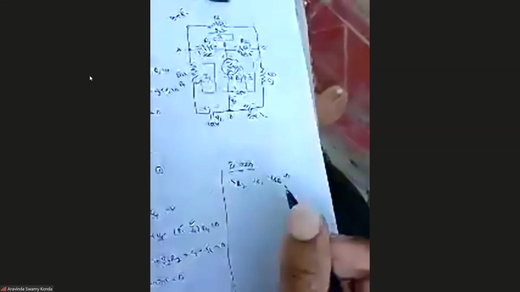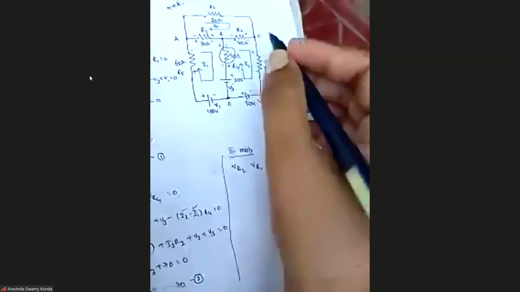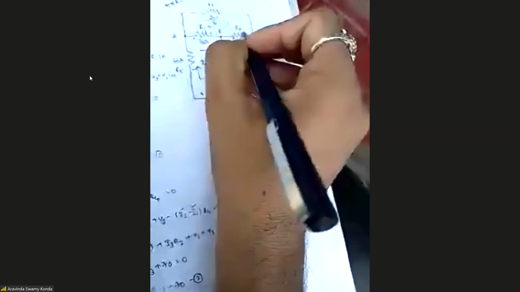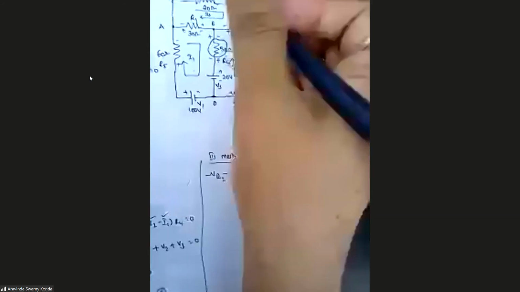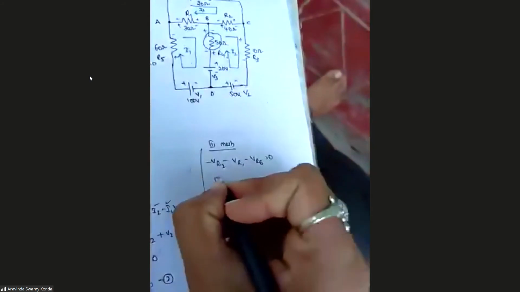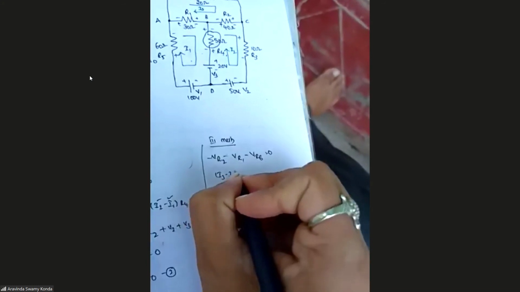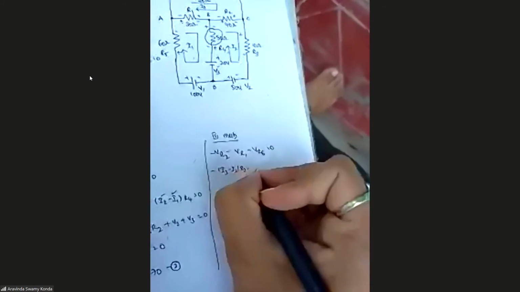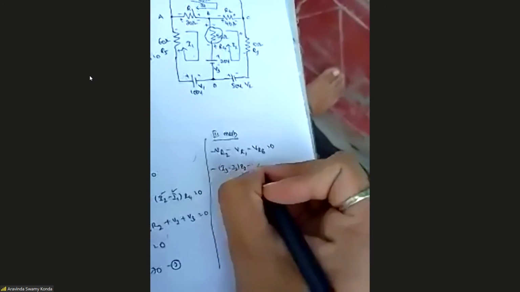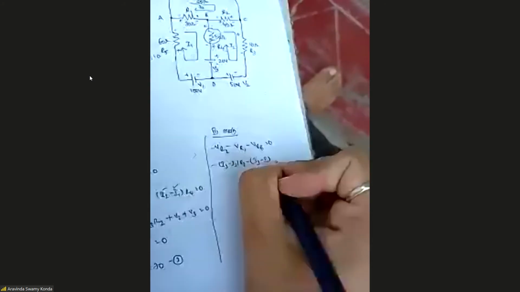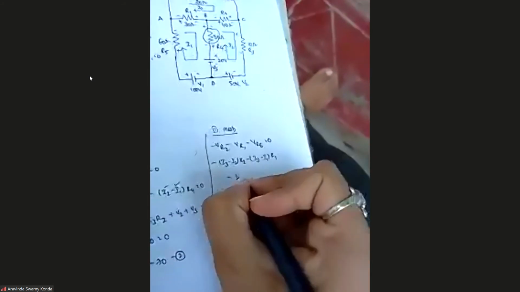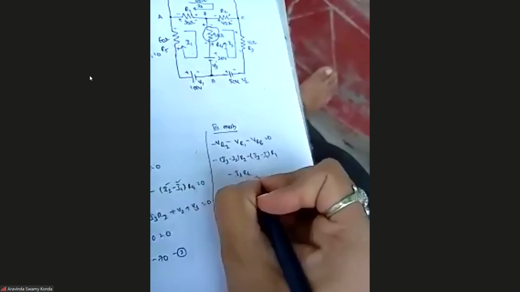So what is VR2 sign? First VR6 sign: you are going from plus to minus, so it is minus. Next VR2 also you are going from plus to minus, minus. All are minus only. Then VR2 is I3 minus I2 into R2. VR1 is I3 minus I1 into R1. VR6 is I3 R6 equal to 0.